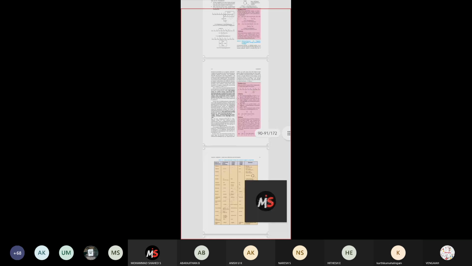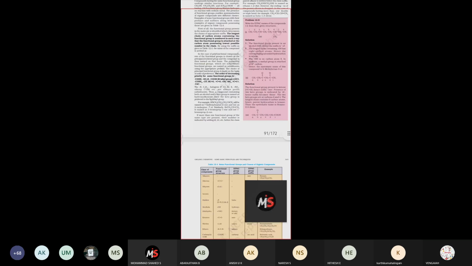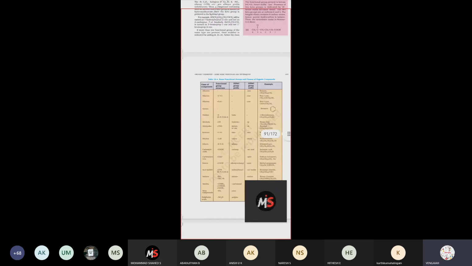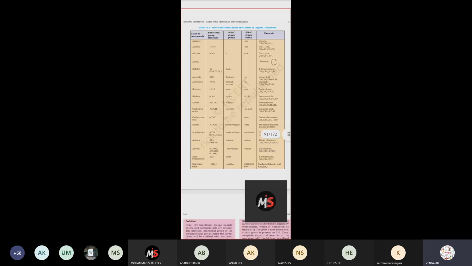Yes. In it they have given the functional group name, the formula, then the prefix name and suffix name. All those things are given, and it is on the screen also. You can see that and write this table alone. Okay? Yes. Now you can check it.